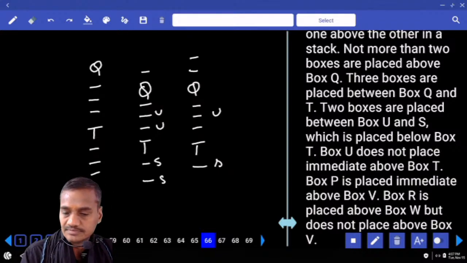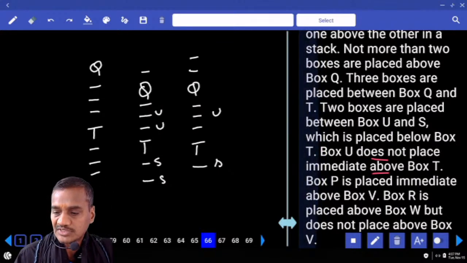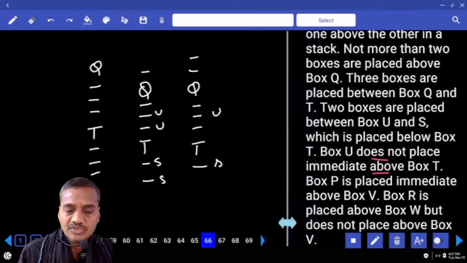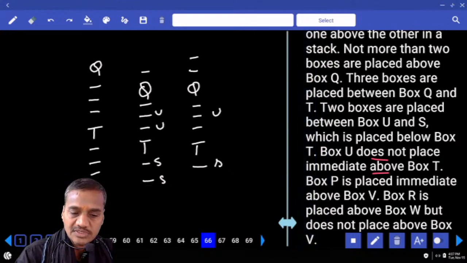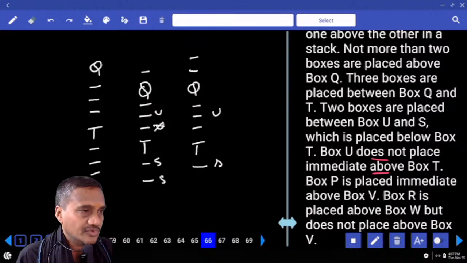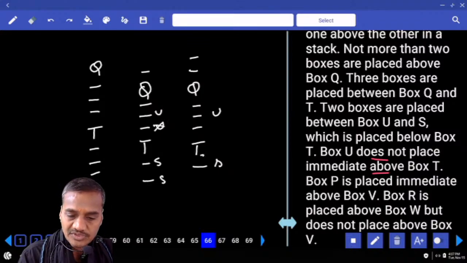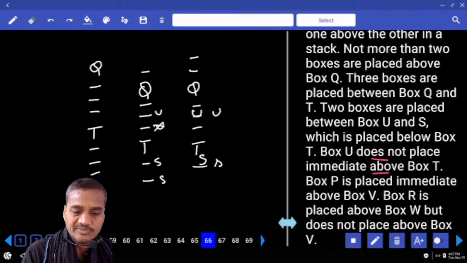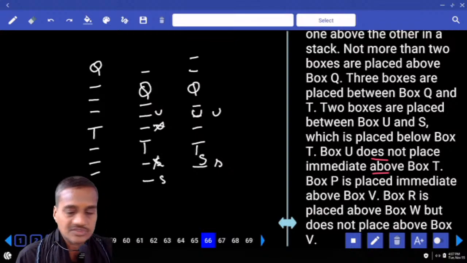The next one, U is not placed immediately above T. And U is not immediately above this T, and this case is ruled out. U is immediately above this T. Now in this case, S is here and U is at this place. And U is immediately above this T. Hence S cannot be at this place. S cannot be here, S is here.